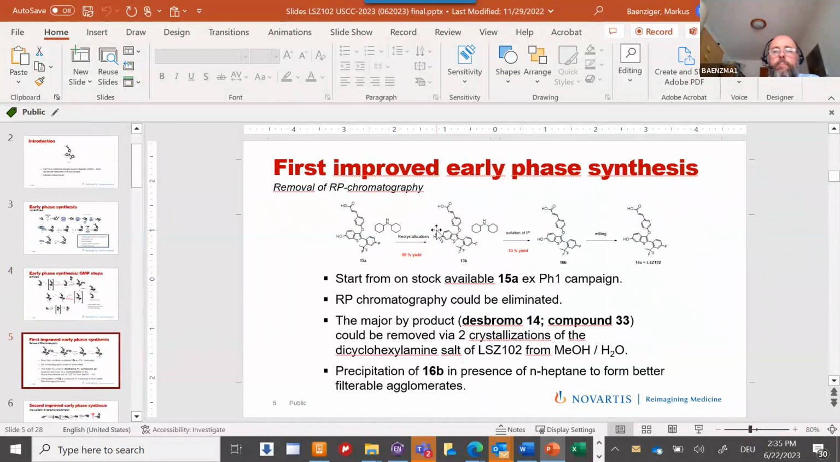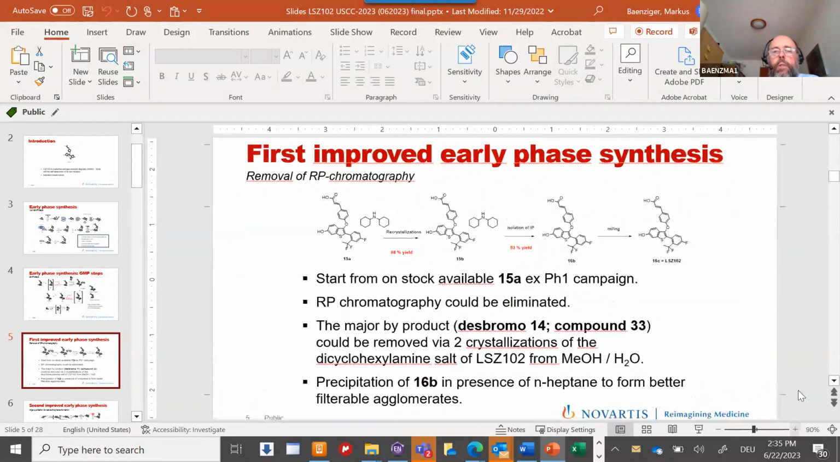The first improved early phase synthesis: we found out that we could recrystallize this dicyclohexylamine salt from methanol water. This worked, so we could reduce these two critical impurities by quite a bit, and we could get rid of the reversed phase column chromatography. The isolation was still the same.